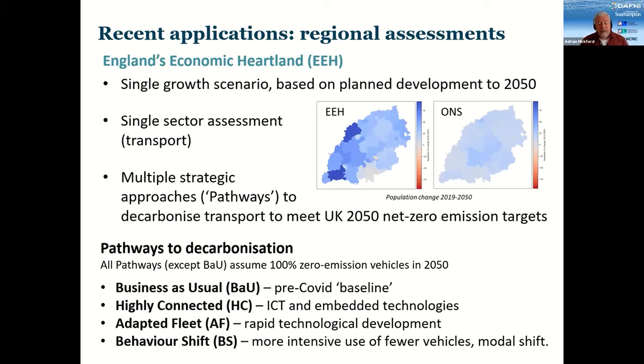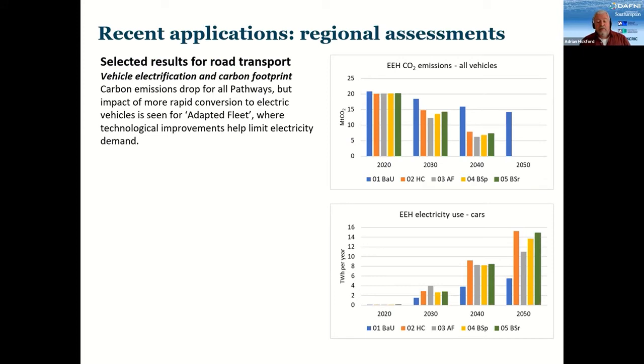Let's look at some of the results then. Since we've assumed that all vehicles are electric by 2050, there are zero tailpipe emissions until 2050. But you can see that the more rapid technological advances in the adapted fleet pathway have a much more noticeable effect in the short term. But this impact of technologies is also evident for electricity use, which rises dramatically in all the pathways. But again, vehicle efficiencies for the adapted fleet pathway suggest that may help to limit the demand on the energy system in the future.